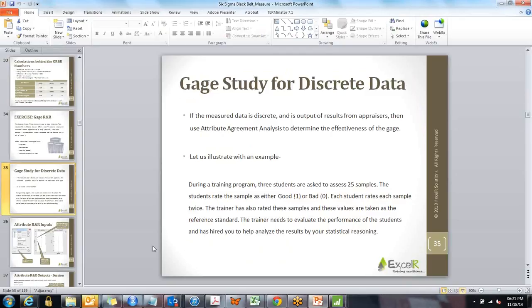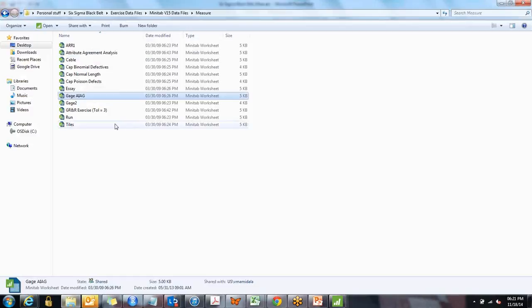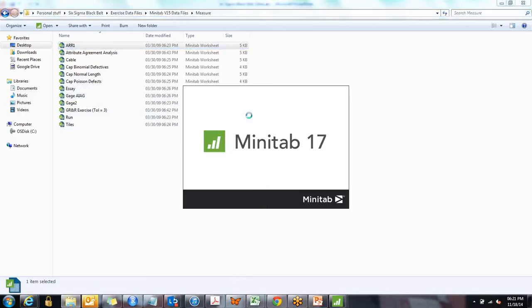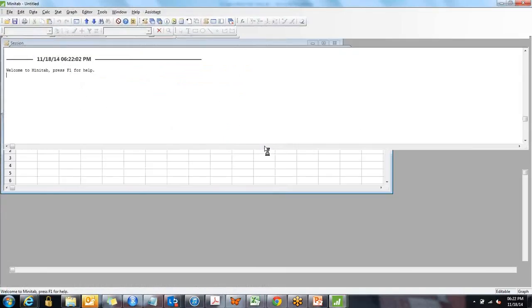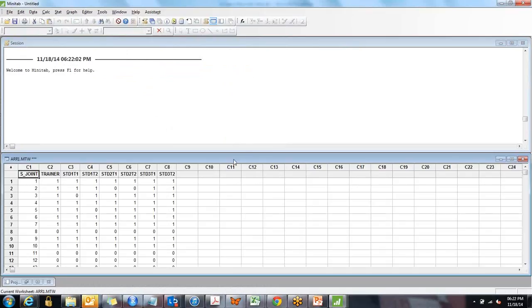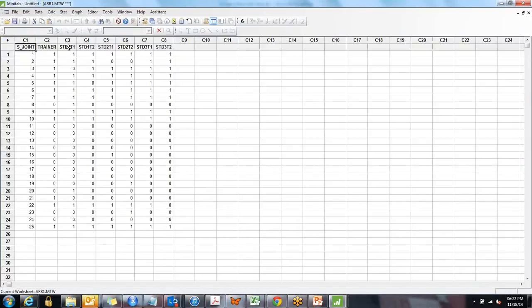Let us do this practically. We have already done it in Green Belt, but we'll do it once again. Because in this, we are going to get to the depth of our attribute agreement analysis. In Green Belt, we have done it at a superficial level. Here we're going to get to the depth. So please bear with me while I open. So what did I say? There are 3 students, student 1, student 2 and student 3. Each person does 2 trials.